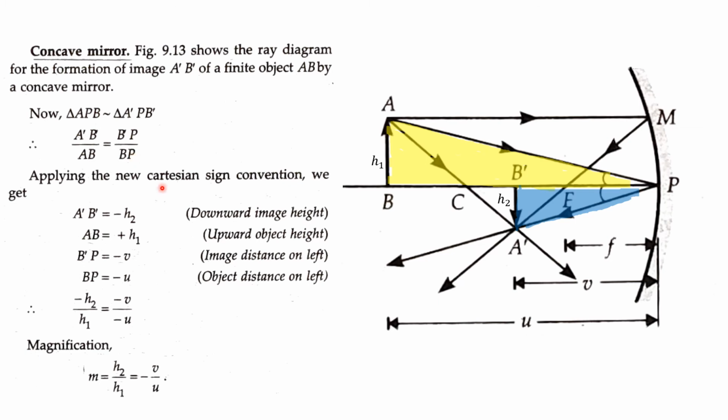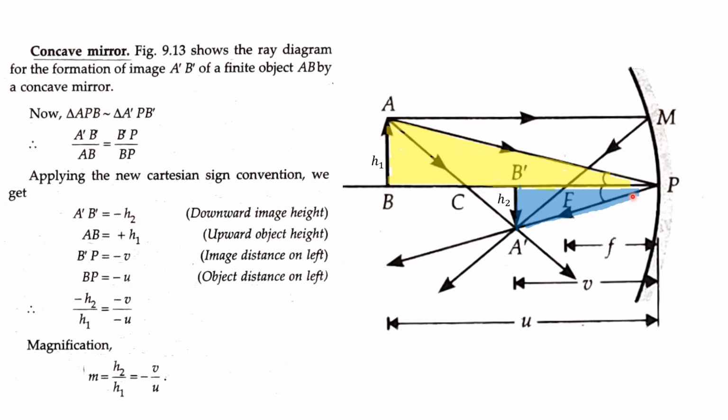Now let us apply the sign convention. In this case, your object, this is measured in which direction? From B to A. It is in the upward direction, so it will be positive. So your object height AB will be plus h1. Whereas your image height, consider this distance A dash B dash, this is measured in the downward direction from B dash to A dash. So will this be positive or negative? It will be negative. So the height of the image is minus h2.